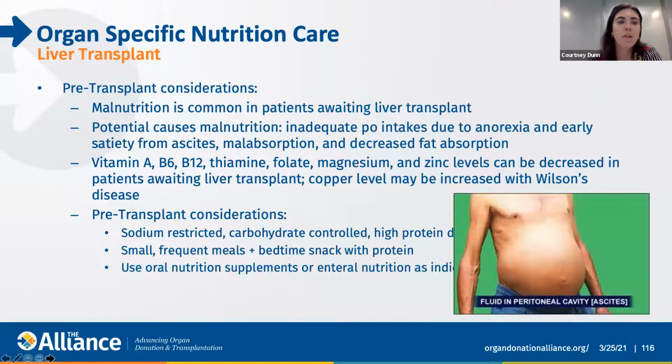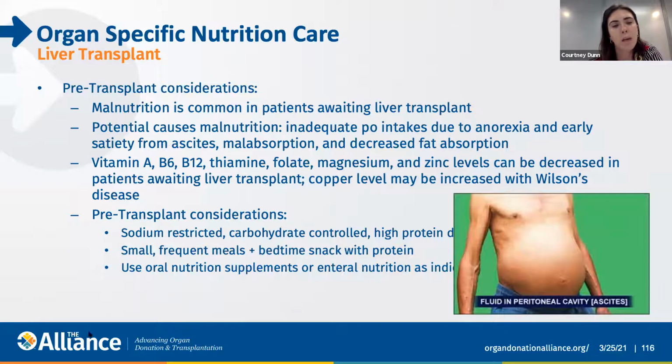So prior to a liver transplant, malnutrition is also common in these patients, and the potential causes of the malnutrition are likely related to poor intakes from anorexia and the early satiety from ascites, malabsorption, and decreased fat absorption. They're also at risk for a multitude of vitamin deficiencies, so checking vitamin A levels, vitamin D levels, making sure that we're repleting them prior to transplant. Of note, for patients with Wilson's disease, we could see that copper levels are increased.